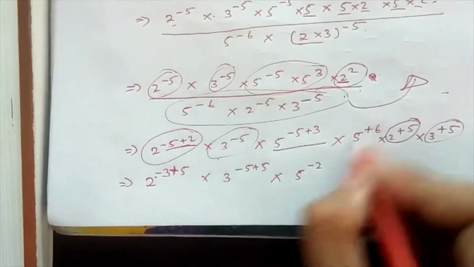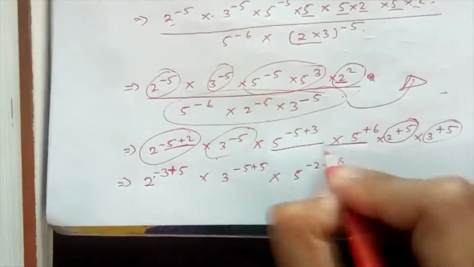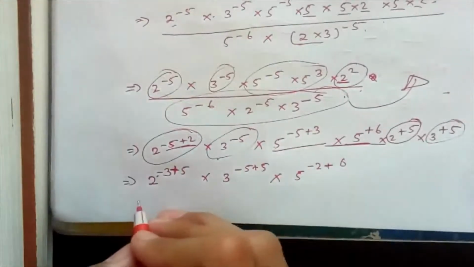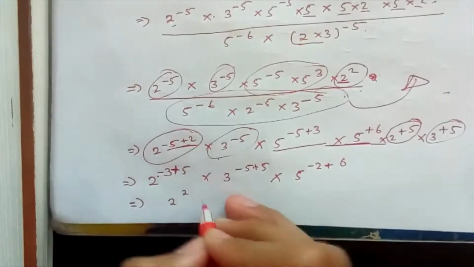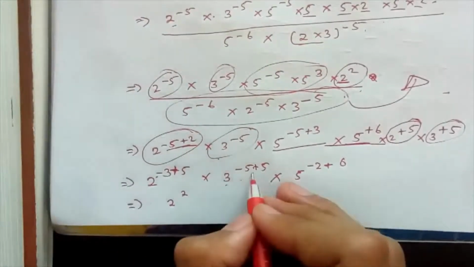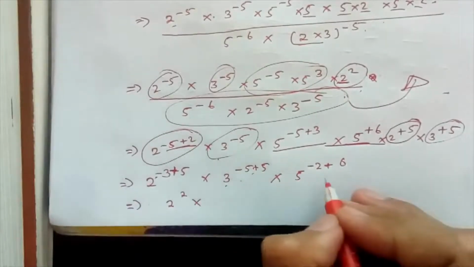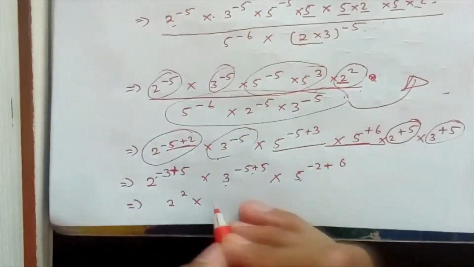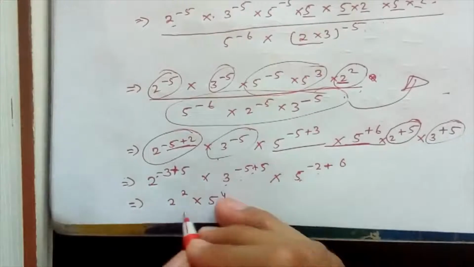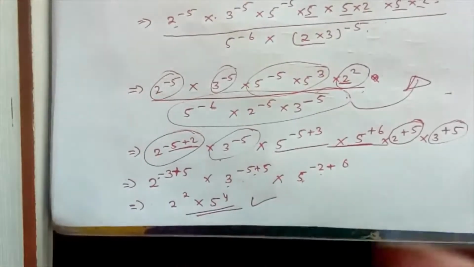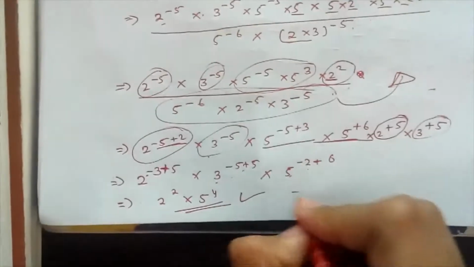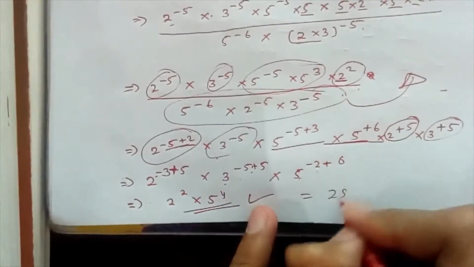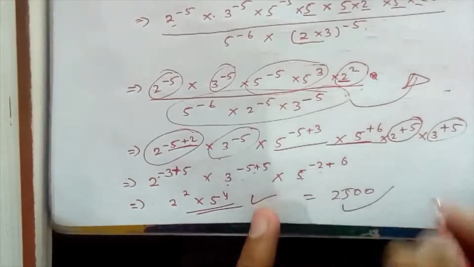Now 5 to the power plus 6, solving these two we will get 2 to the power 2, 3 to the power 0 is 1, neglecting it, 5 to the power 4. That's the answer. Okay, done. Or you can expand it as 2500. Okay, that's the main answer.